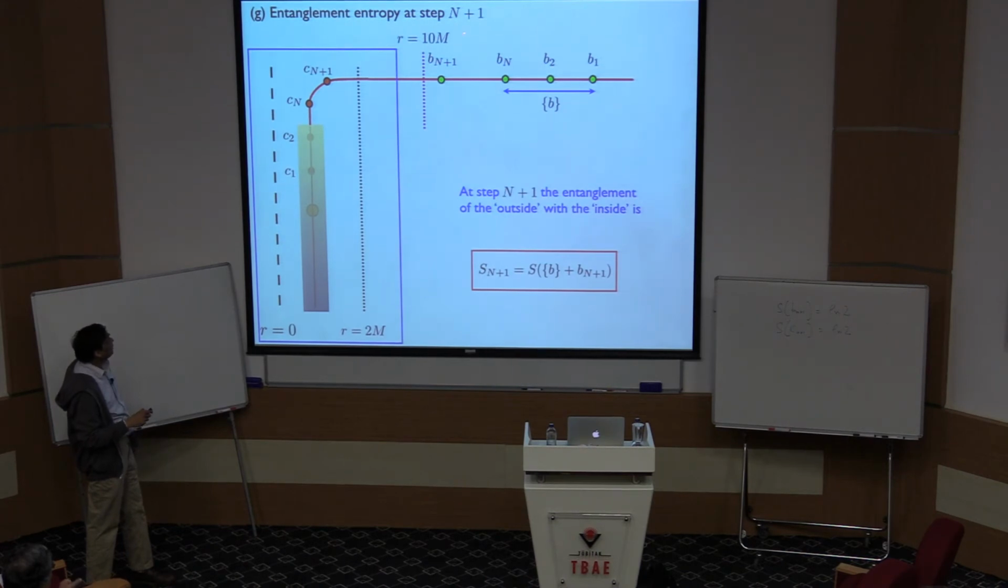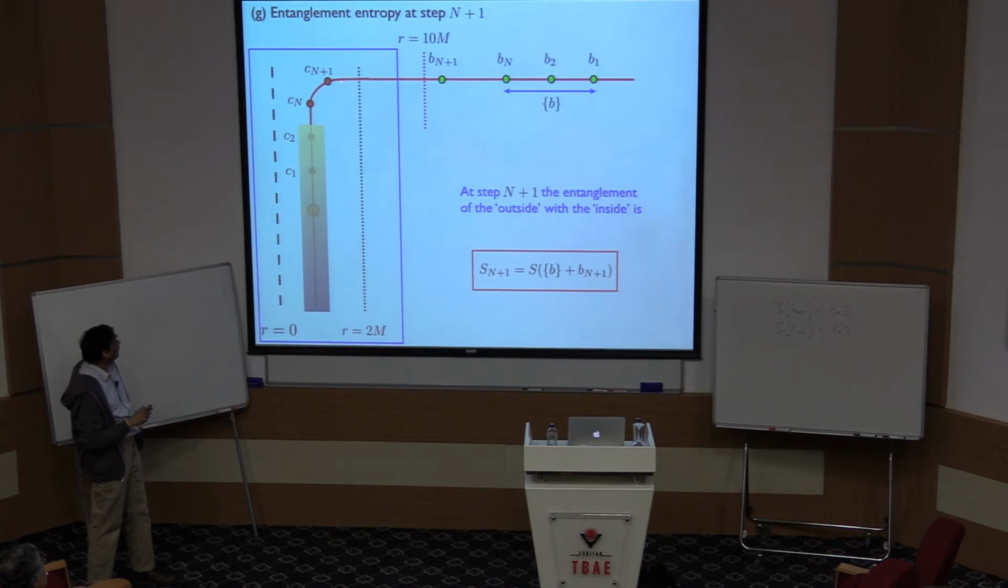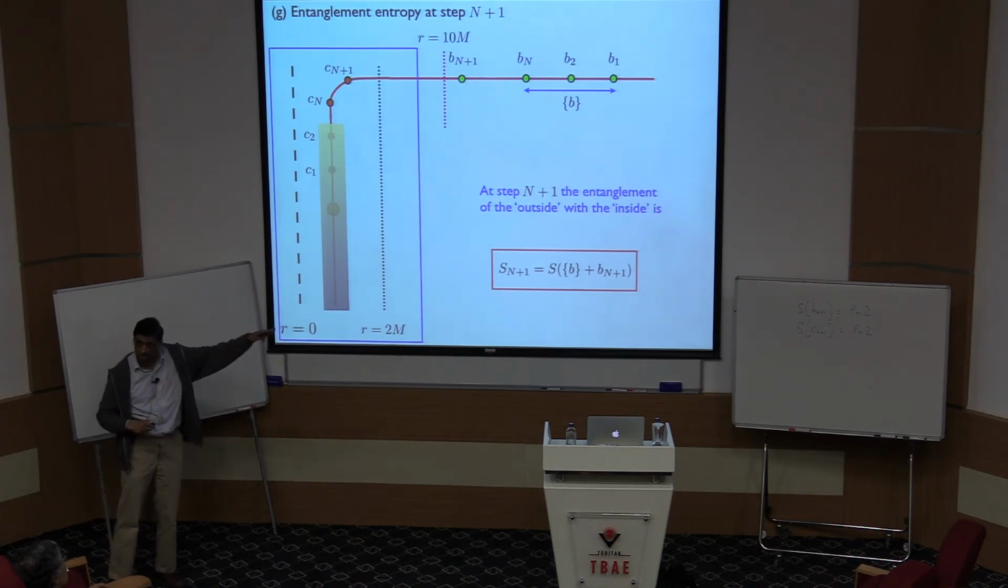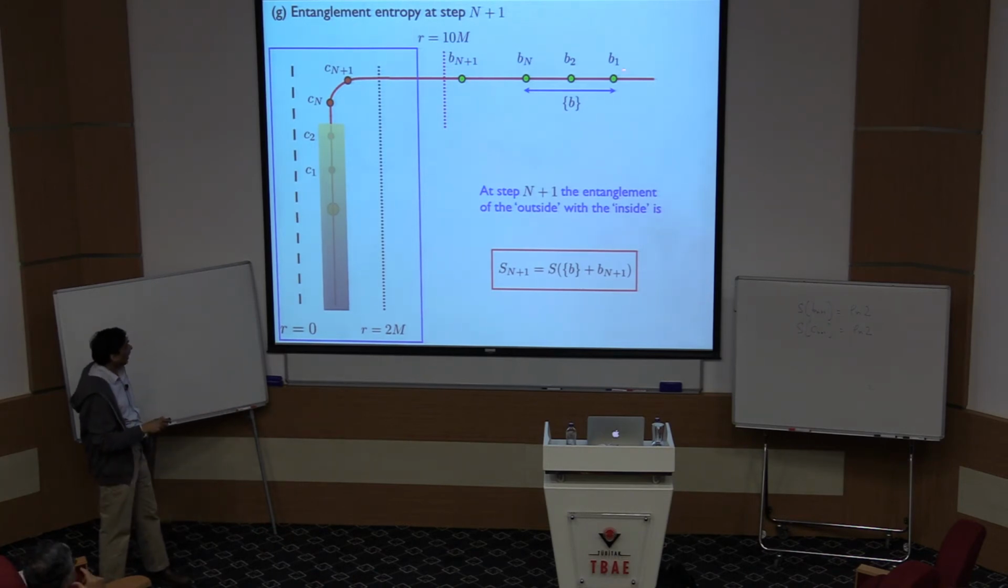So what's the entanglement entropy at step n plus 1? Now we are coming to the crucial physics, because now what's going to happen is the pair we made here, under stretching, one guy goes out. It's been Hawking radiated. Now the members outside are B1 to Bn, which we had called the set B, but this guy is also outside. So if I want the entanglement at step n plus 1 between the outside and inside, it's the entanglement of all these guys with what's inside. So the entanglement entropy at step n plus 1 will be the entanglement of this set B plus Bn plus 1, all these guys, with everything else. You agree we have to write it like this.